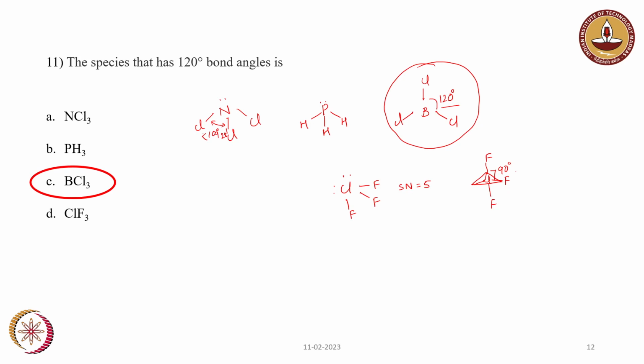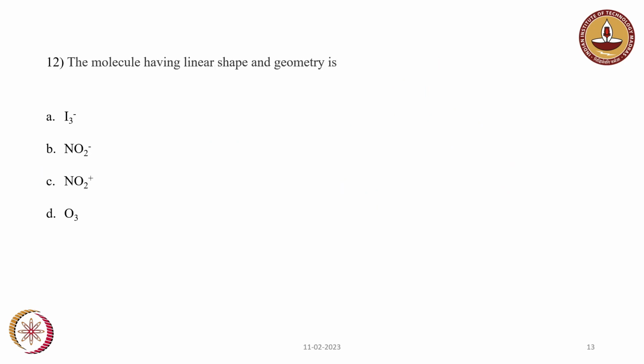Okay. So the next question is, the molecule having linear shape and linear geometry is. So in here it's I3 minus. I having 7 electrons in valence and 1 negative charge is there, so we'll add that. So it will become 8 valence electrons, and 2 bonds with 2 I. So it will be 5 plus 2, so steric number is 5.